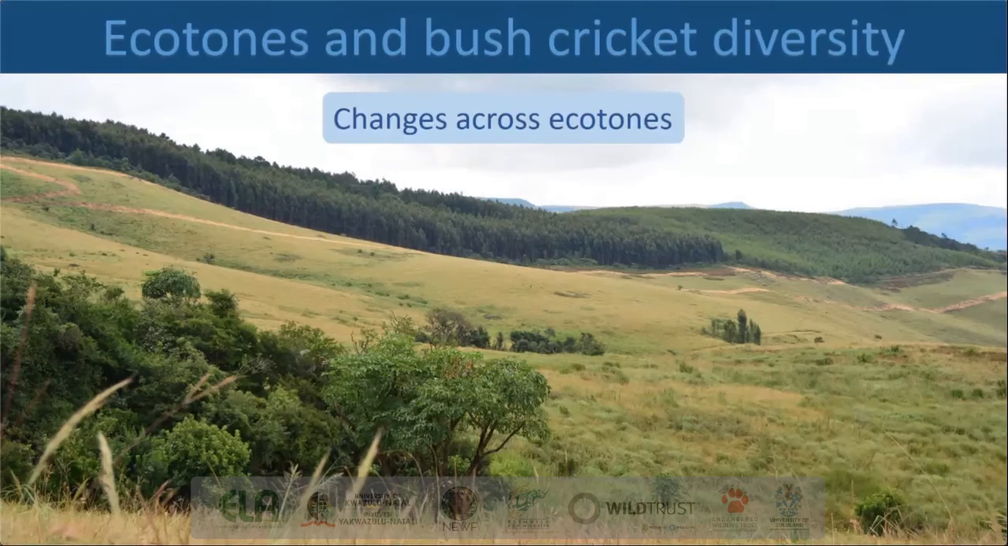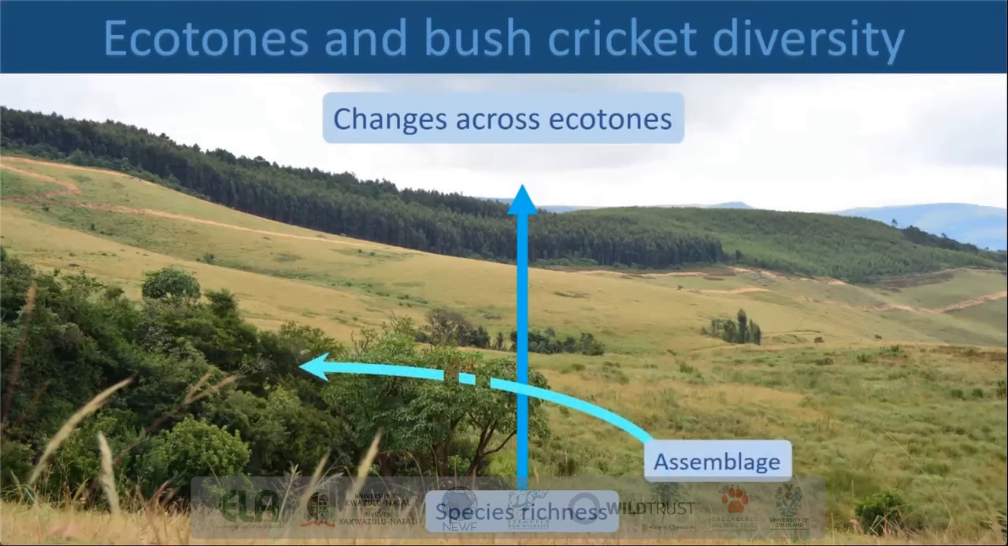Well, firstly, we have marked changes in both species richness and assemblage composition at ecotones. Firstly, species richness is significantly higher at the forest grassland ecotone, which is interesting as this is a natural edge within the landscape. And then secondly, as you've seen, the assemblage composition changes across this ecotone. The assemblage of the grasslands and the grassland forest edges are significantly different to the assemblages sampled within the indigenous forests themselves.